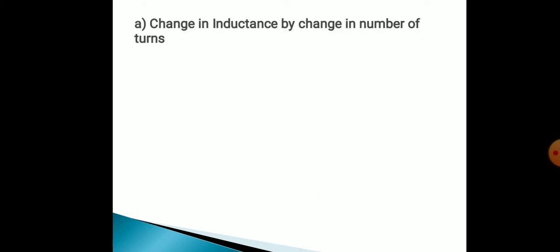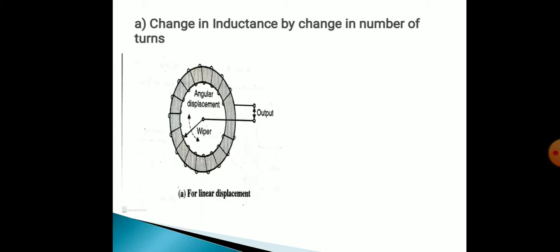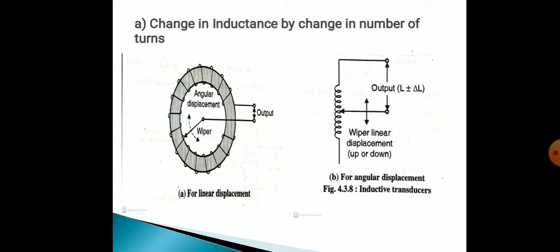Change in inductance by change in number of turns. Figure A shows the linear displacement and figure B shows the angular displacement. The input signal causes displacement of the wiper, which slides on the turns of the coil. Thus, the number of turns is varied and accordingly inductance varies. The coil may be air cored or iron cored.